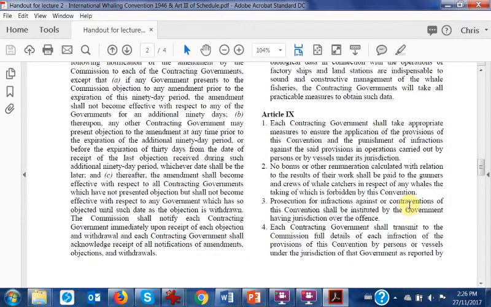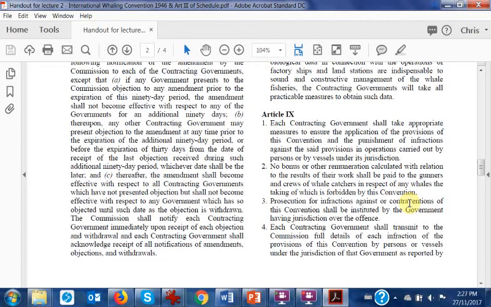And then Article 9: each contracting government shall take appropriate measures to ensure the application of the provisions of this convention and punishment of infractions against the said provisions in operations carried out by persons or vessels under its jurisdiction. So each country basically controls its own whaling fleets.